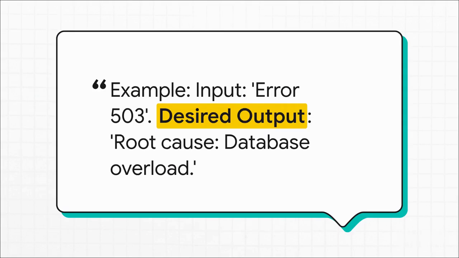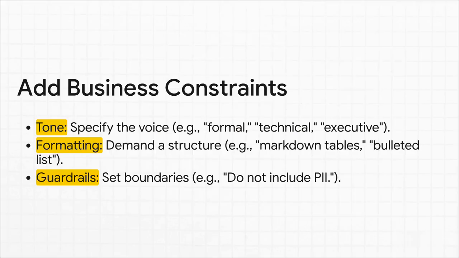And here's a perfect example. See what's happening? You give it one input and the one desired output. Bam, you've set the pattern. Then you give it the real data and just say, follow that pattern. This is hands down one of the best ways to control the structure and style of what the AI gives you back.